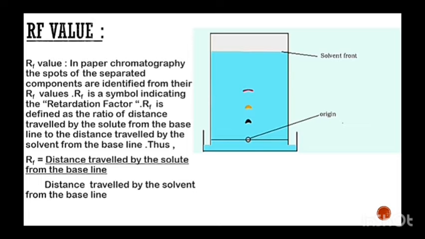RF is defined as the ratio of the distance travelled by the solute from the baseline to the distance travelled by the solvent from the baseline. Thus, RF equals the distance travelled by the solute from the baseline divided by the distance travelled by the solvent from the baseline. The grey spot, that is the origin, is the solute, and the blue margin, that is the solvent front, is the distance travelled by the solvent from the baseline.